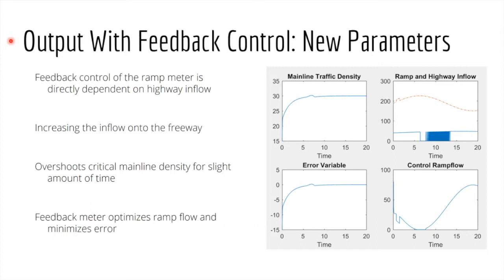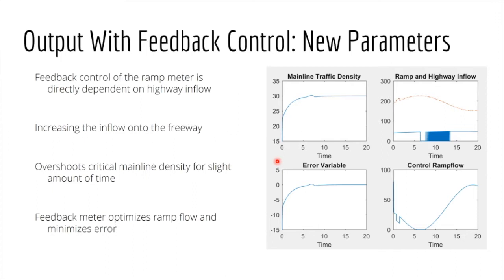In this scenario, the mainline inflow rate was increased by 10%. The resulting figures show the impact to the feedback metering system. As you can see in the top left, the mainline density approaches the critical density more rapidly and eventually overshoots it. The system reacts to this influx of traffic using the error equation shown in the bottom left.